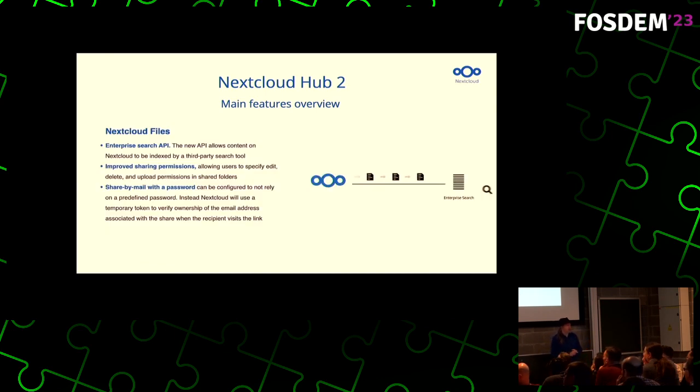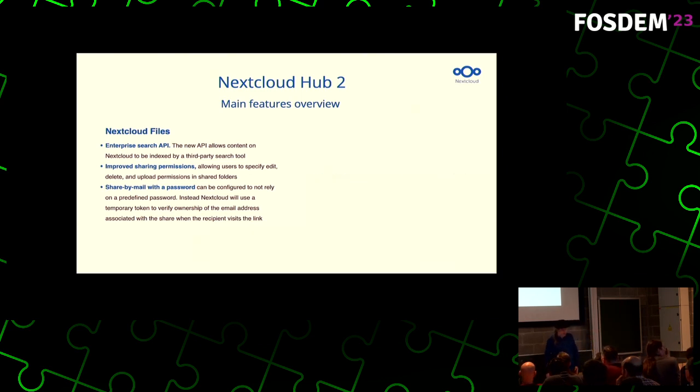So what else is new? In Nextcloud Files, we worked a ton on performance. I'll get to that in a minute. We introduced a search API for indexing. That's basically an API for an external indexing tool, like Elasticsearch, that can then index the content on Nextcloud and show it to you. Somebody from Open Project there looks very happy.